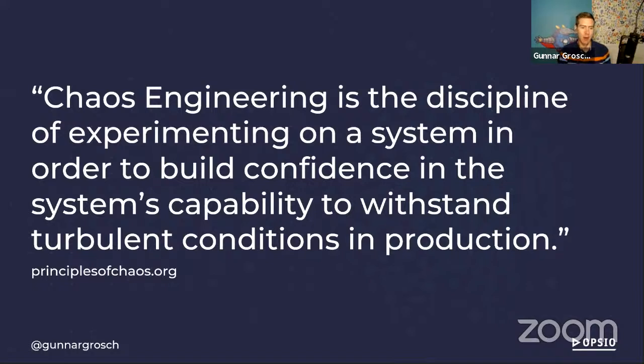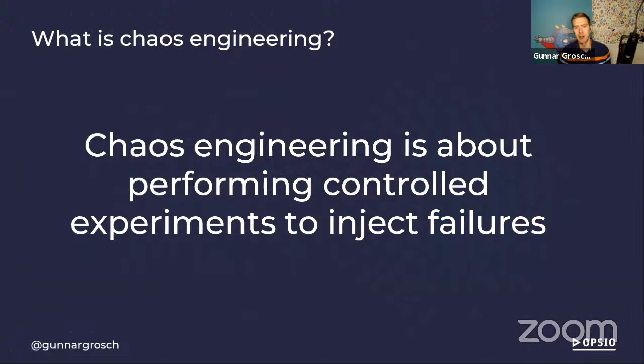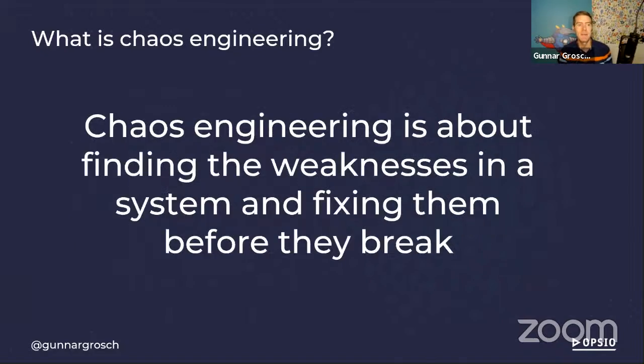So let's break that down a bit. Chaos engineering is about performing controlled experiments to inject failure. And doing experiments makes it sound quite scientific, and it really is scientific. We create a controlled experiment and we measure the result of that experiment. And it's common to compare it to a vaccine, which these days, of course, resonates, in that we inject failure into a system, and the purpose is to make the system stronger in the end. And chaos engineering is about finding the weaknesses in a system and fixing those weaknesses before they break.